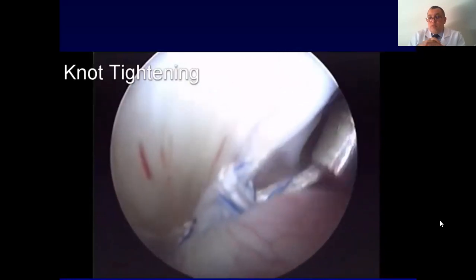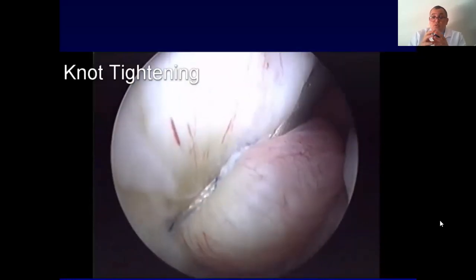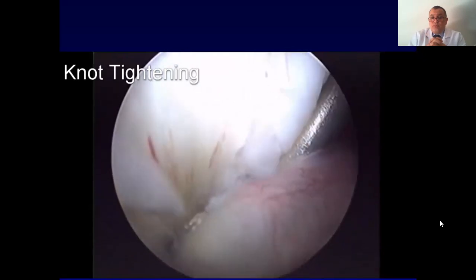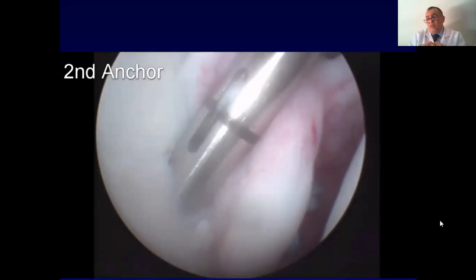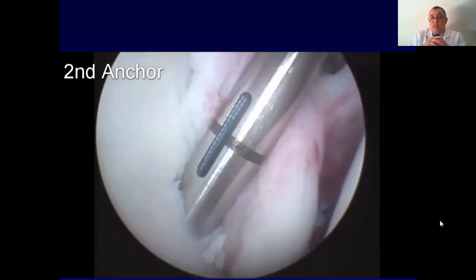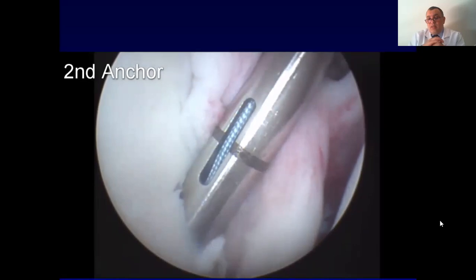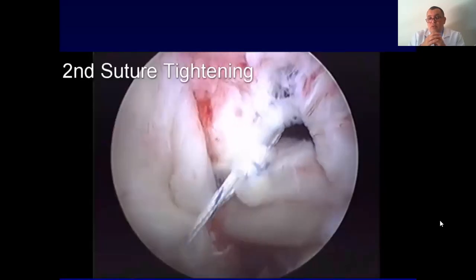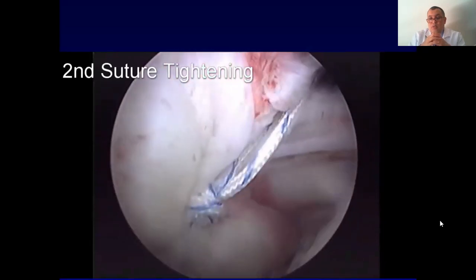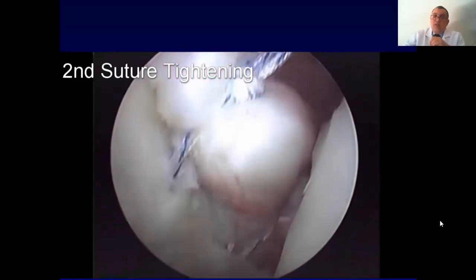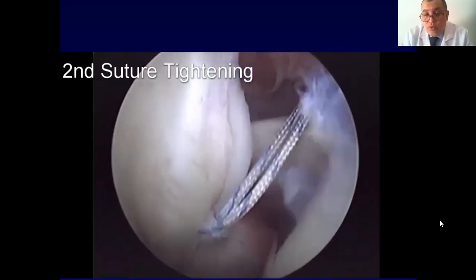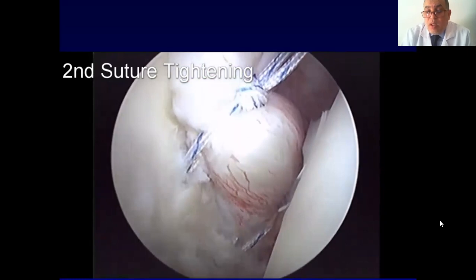Now we tighten it using a suture pusher. Then we cut our sutures. This is the second anchor. It is placed at 4 o'clock. We do the same procedure, tie our knot, push it on the labral side of our suture. I usually use a third anchor as well.